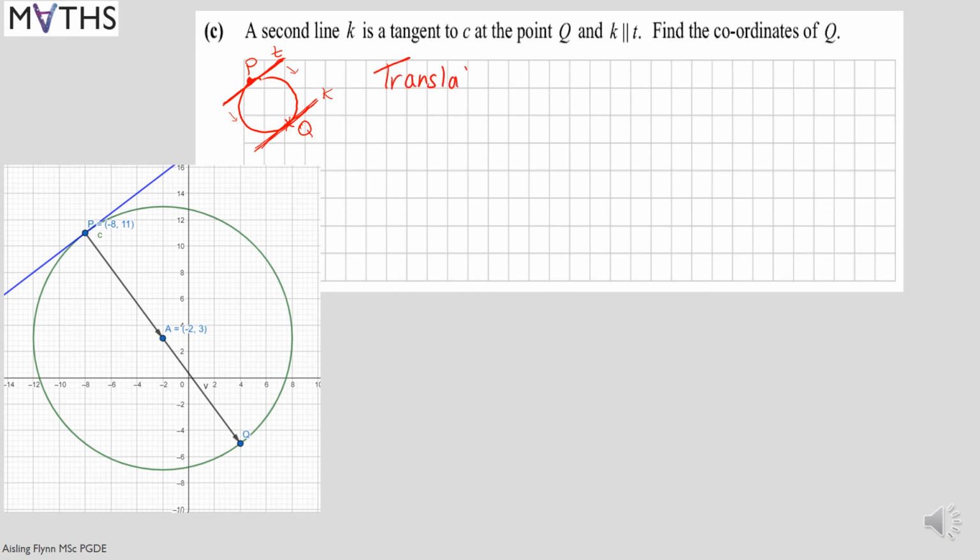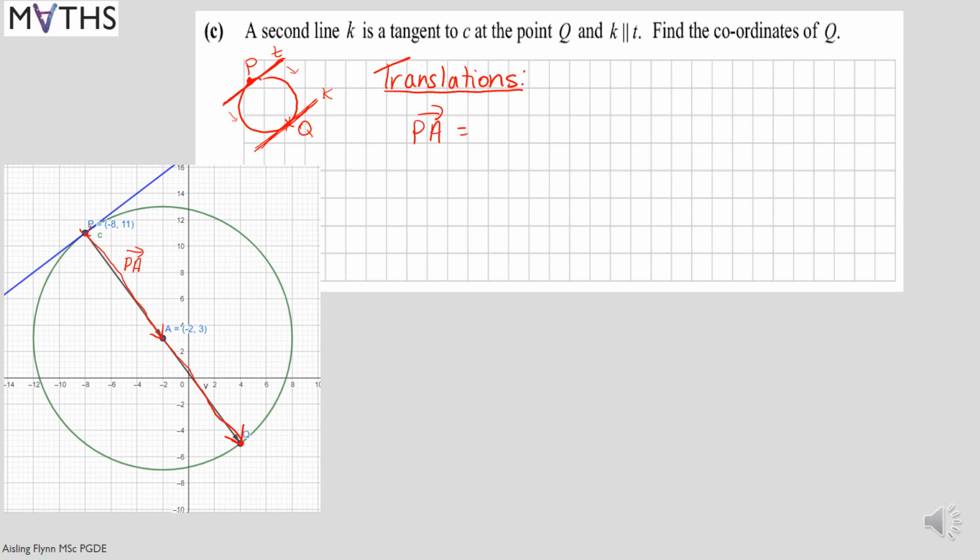Now what does that mean? Translation is a sliding movement. So it's a movement across the graph. We're going to see how you get from point P to point A. We're going to examine that. So how far, in what direction, and then we're going to repeat that from A to Q. So same distance, same direction, and that will give us point Q. So we're first going to look at that movement from P to A. That's called the translation PA.